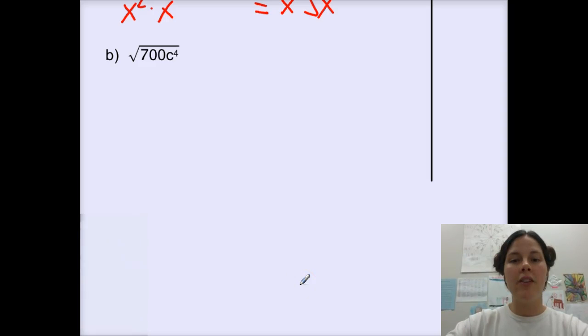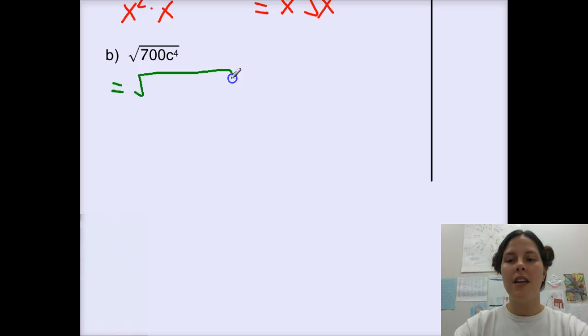Our next example, we have a number and a variable piece, so we'll review what we do when we've got that number. We're going to find the perfect square factor that goes into 700. In this case, 700 is 100 times 7, and the perfect square factors of c to the fourth are c squared times c squared. Remember, when we multiply powers, we add the exponents, so the 2 plus 2 gives us the 4 that we started with.